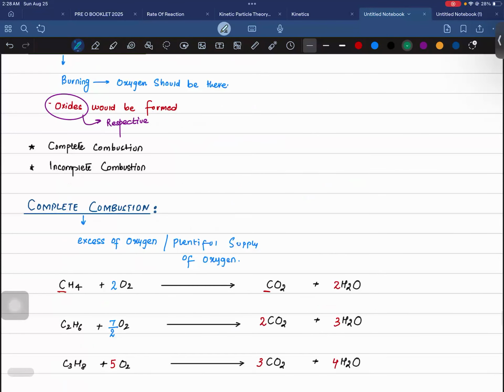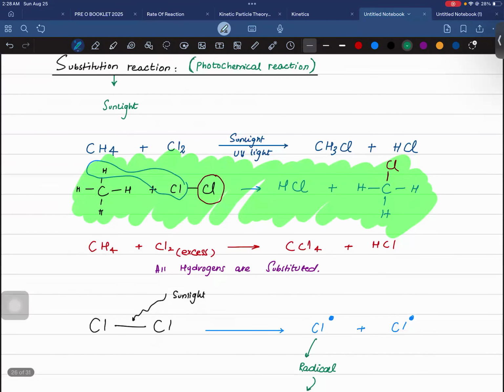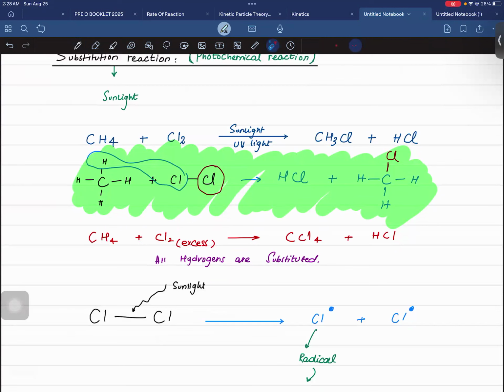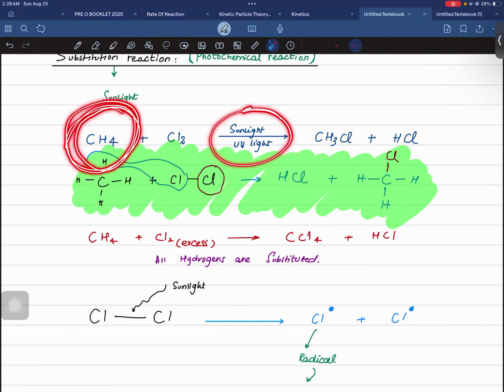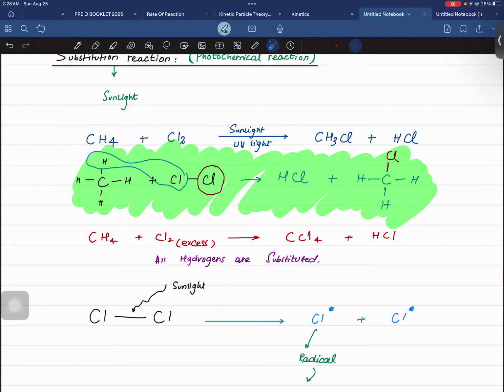Substitution reaction, just like that. So this was the reaction that was in the presence of UV light, right? If any alkane is going to react with any halogen, it may be chlorine, it may be bromine, in the presence of UV light, ultraviolet light. So remember, the hydrogen would be substituted by the halogen.